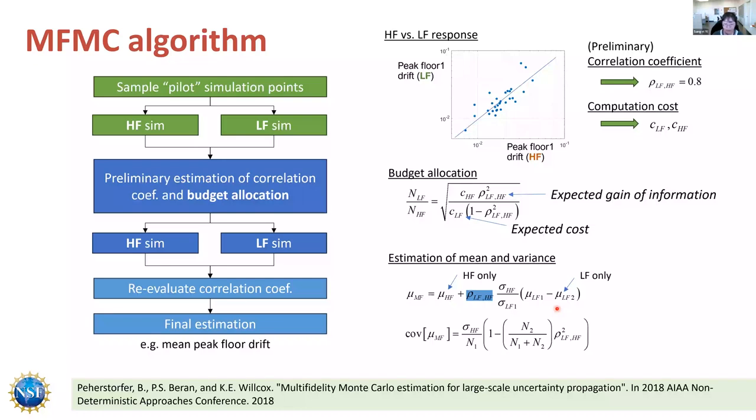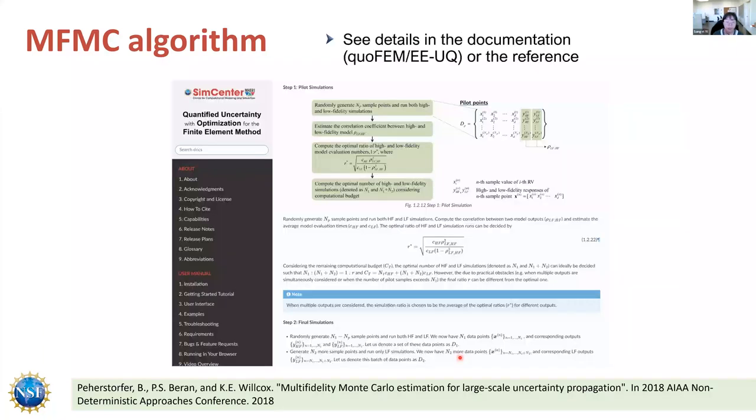And additionally, of course, we can get the uncertainty bound of our prediction, which is hopefully smaller than the high fidelity only simulation results, given the exact same resource. And that was the brief summary of our algorithm. The details can be found in our documentation and also in this reference, which also has the derivation of how these formulations were obtained.